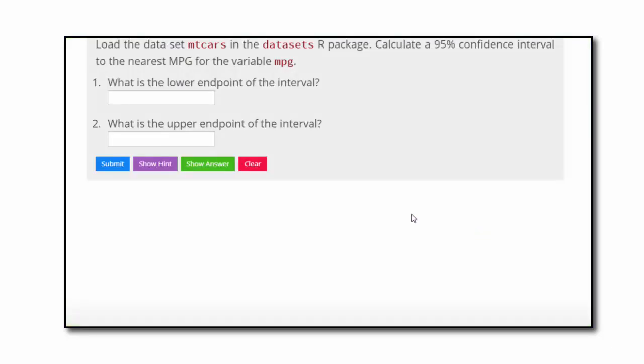So the first question asks to load the dataset mtcars in the datasets package and calculate a 95% interval for the variable miles per gallon. So calculate an interval to the nearest mile per gallon.